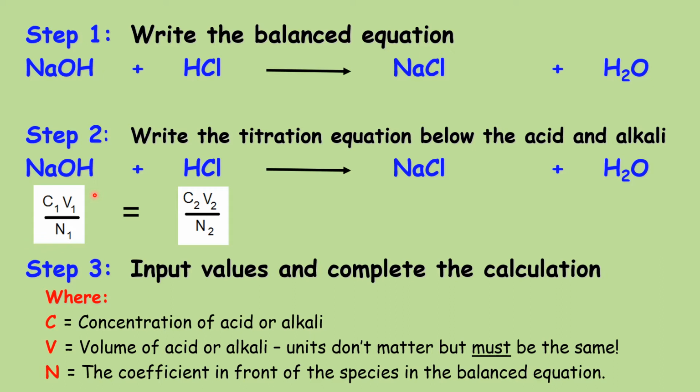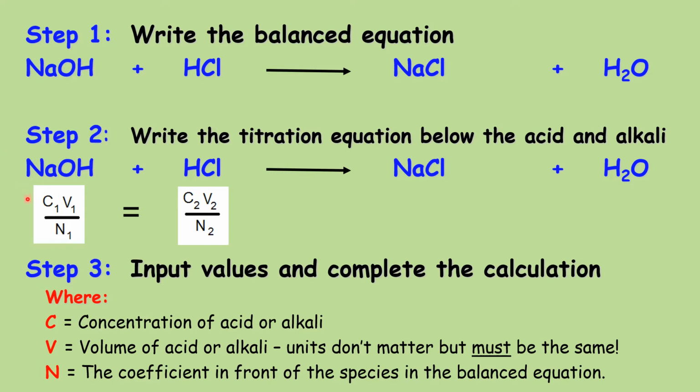And N, the technical name here, is the coefficient in front of the species in the balanced equation. What does that actually mean? If you think back to balanced equations, you would have big numbers in front of these chemicals. That's N. So N1 would be the number in front of the sodium hydroxide.